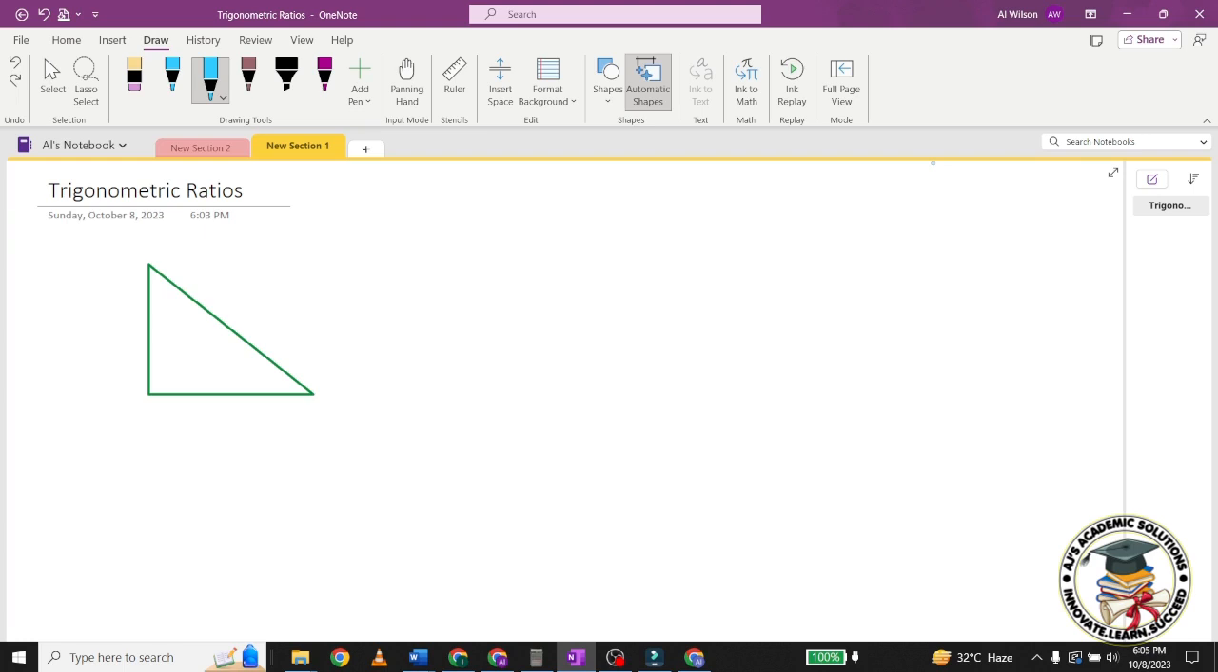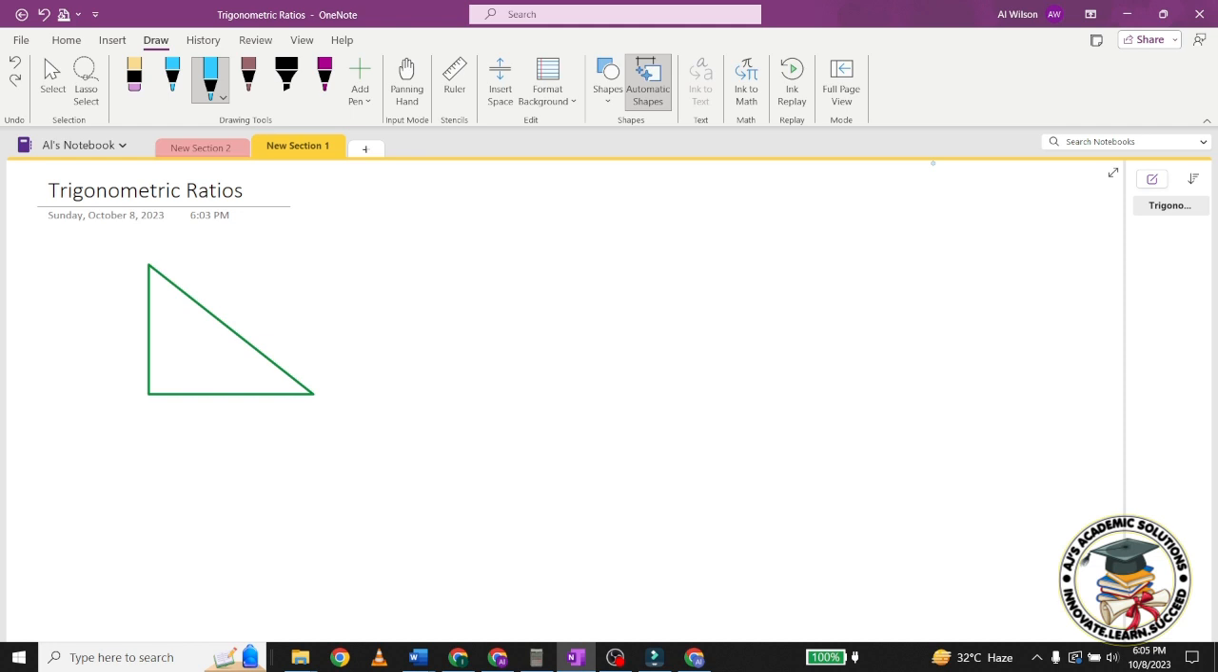Okay, welcome back. Now in this video, I will be looking at trigonometric ratios. To understand trigonometric ratios, we first need to understand the parts of a right angle triangle. Many of you, when you look at this, would immediately say it is a right angle triangle. However, do not fall for this trick.